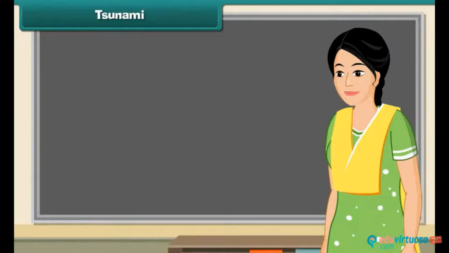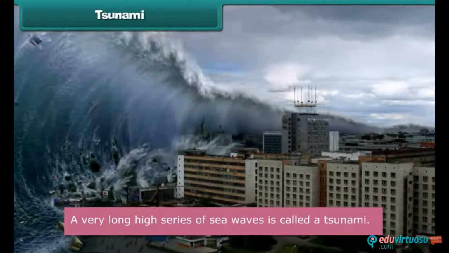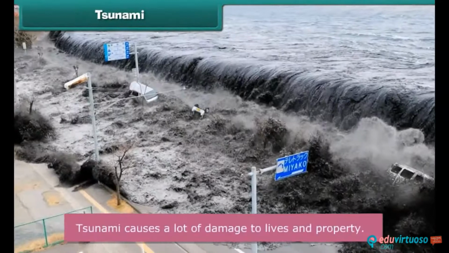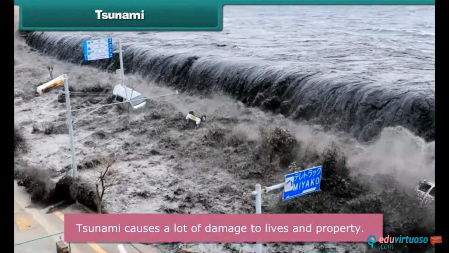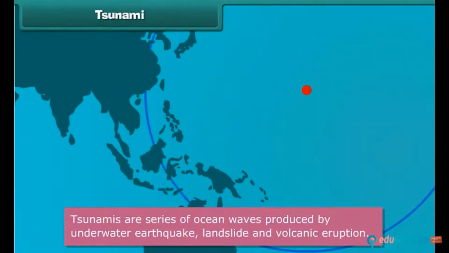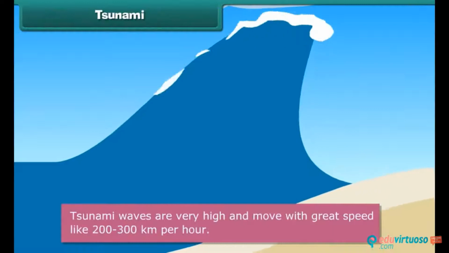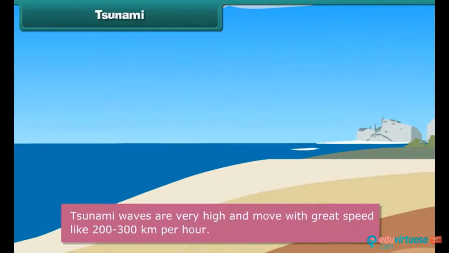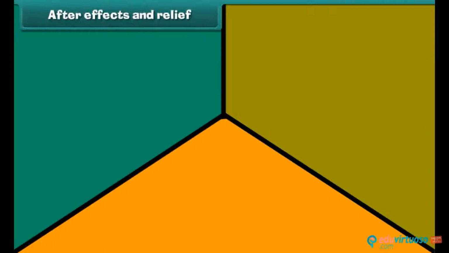Tsunami. Students, you must have heard about tsunami. A very long, high series of sea waves is called a tsunami. It causes a lot of damage to people and property near the sea. Tsunamis are series of ocean waves produced by underwater earthquake, landslide, and volcanic eruption. These waves are 30 meters high and 200 kilometers long and travel at the speed of 200 to 300 kilometers per hour. After effects and relief.